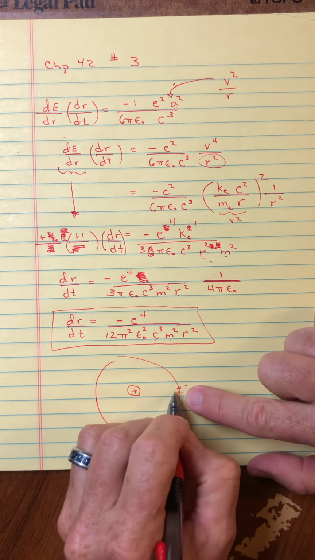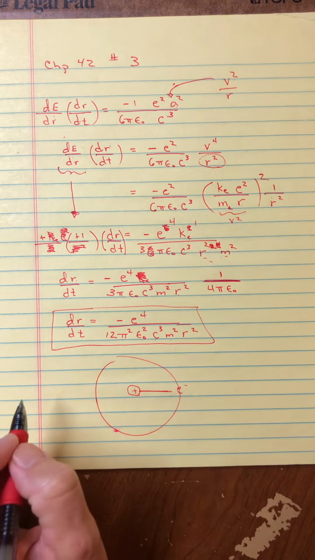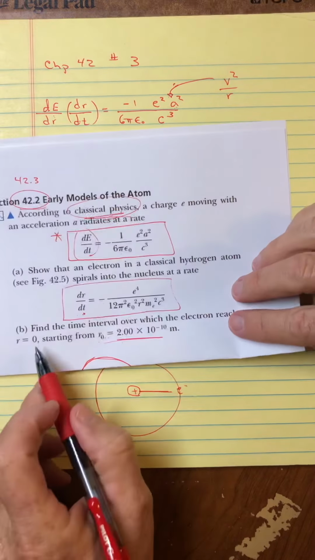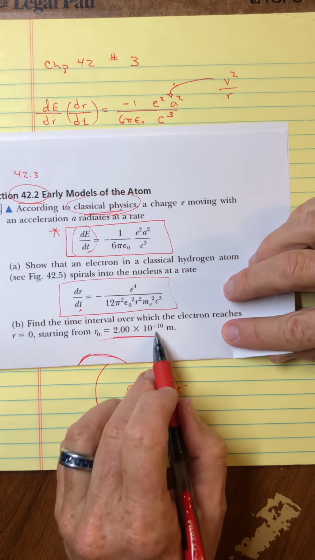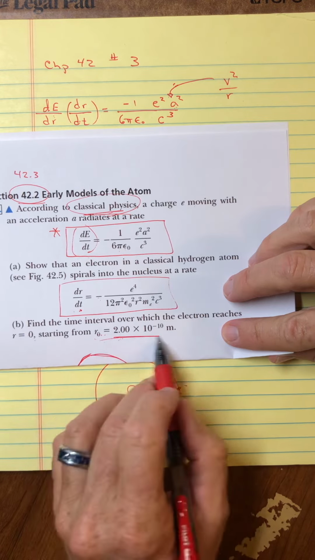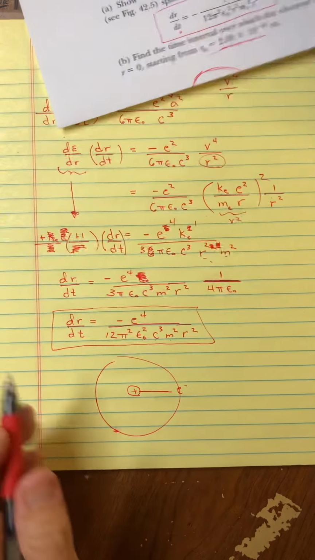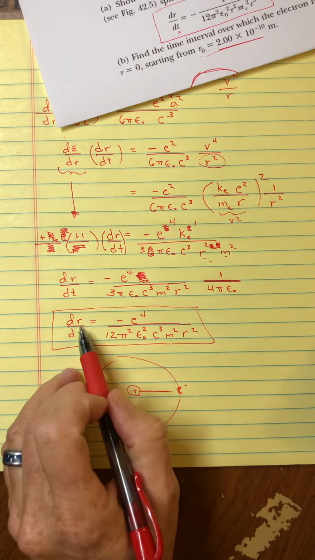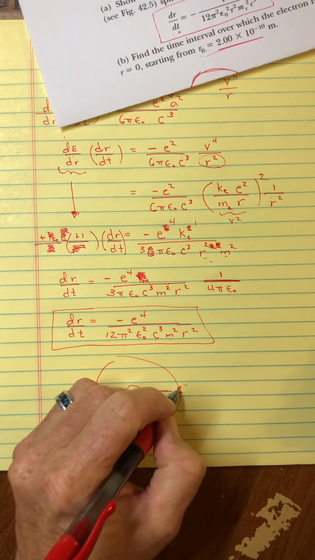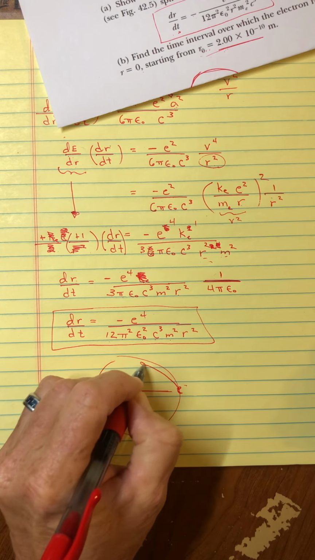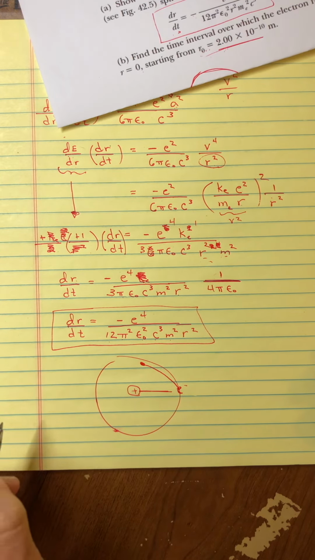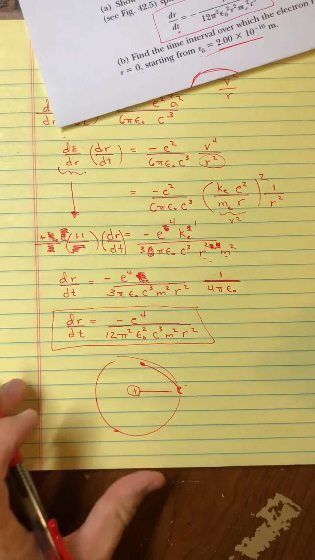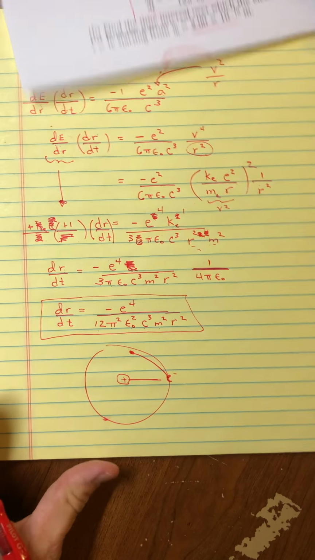So at some moment, it has some radius. Let's say that's what they're going to ask us in part B, the 2 times 10 to the minus 10th meters, so 2 angstroms. Okay, and so, there's my radius. But if I put all that in, what does it say? It says it would decrease. And so a moment later, it would have spiraled in a little bit. It would have a smaller radius as I try to read the math here.